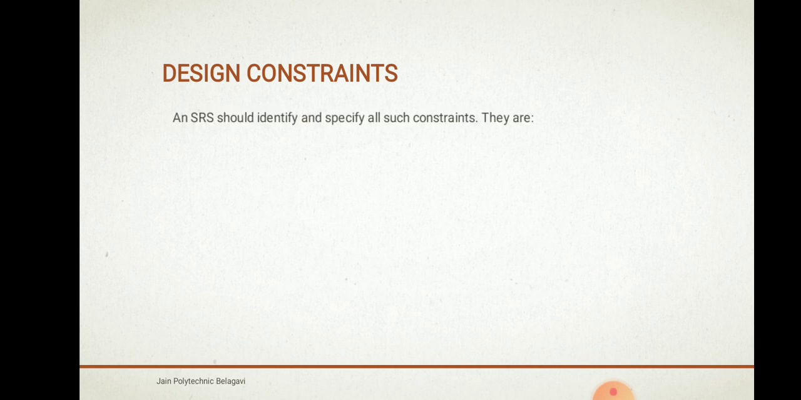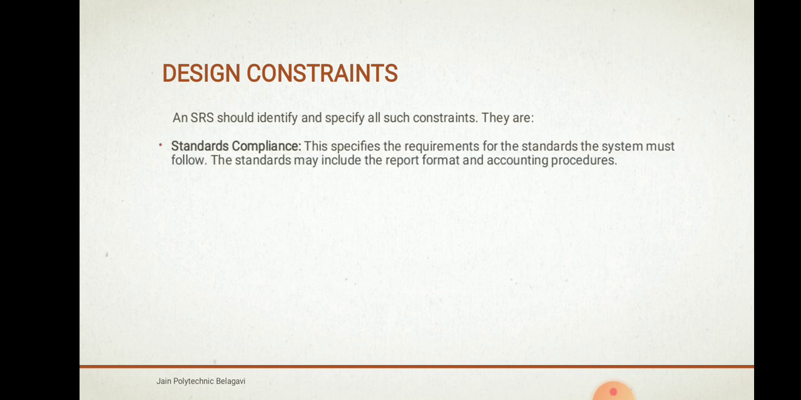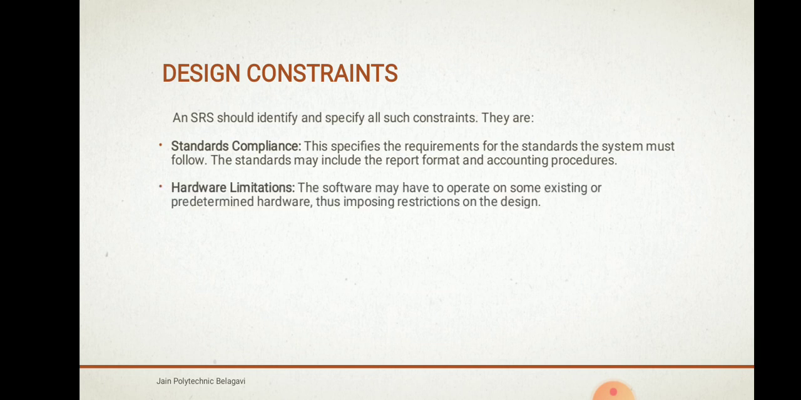First one is design constraints. So an SRS should identify and specify all such constraints. That is, standard compliance. So what is this standard compliance? This specifies the requirements for the standards the system must follow. So there are some standards which the system has to follow. So that is one of the constraints. The standards may include report format and accounting procedure. So this procedure should be followed by the SRS.